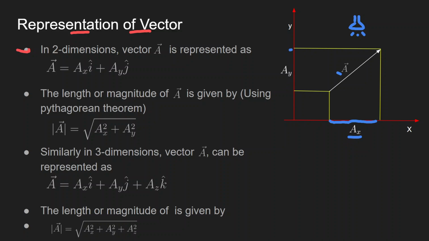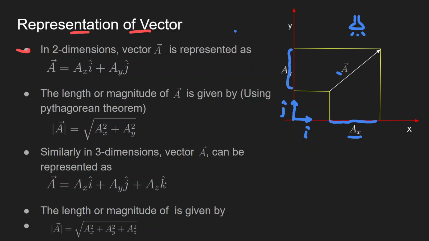Similarly, if I take the projection of this vector A along the y-axis, we will call it Ay, the component of this vector A along the y-axis. Now I need to define the direction. So there is something called unit vectors. Along the x-axis, I will define a unit vector i cap, and along the y-axis, we will define a unit vector j cap.